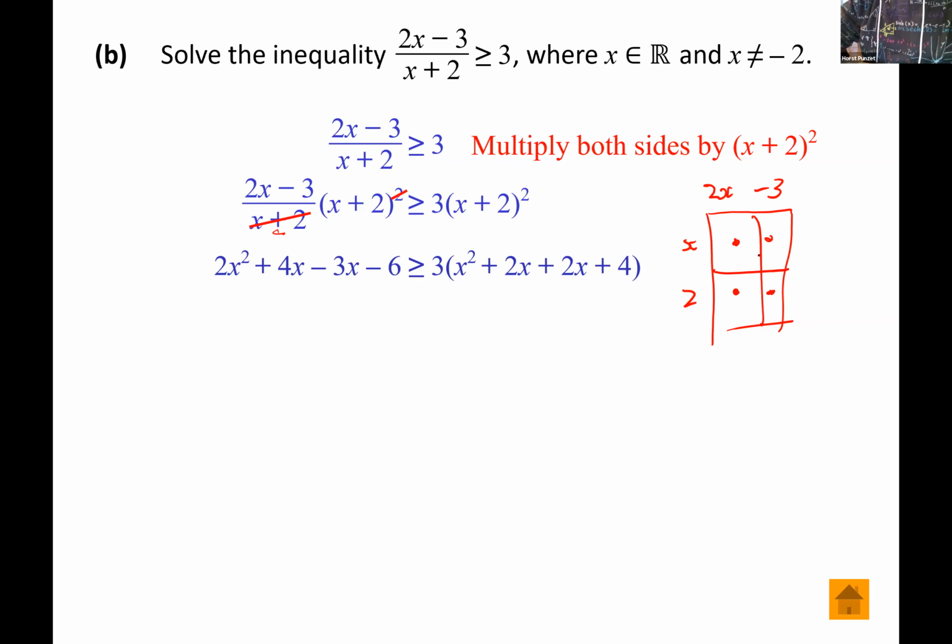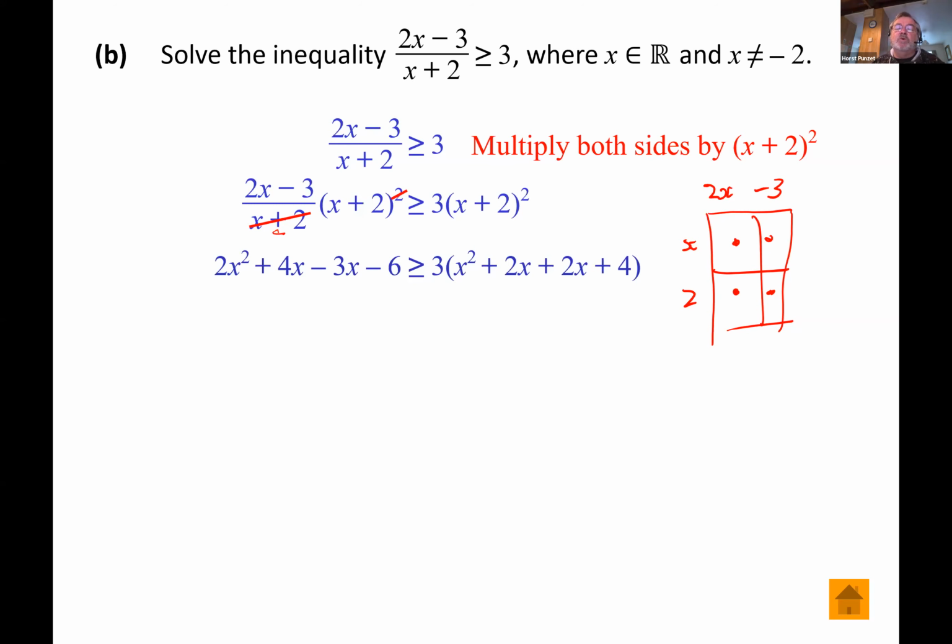The biggest problem I see is where people multiply it out and they forget to do the middle bits, and you end up with 2x squared minus 6, and you end up leaving out the 4x and the minus 3. All right, so if you're not that comfortable with it, just do it as a little aside, make sure that it's right.